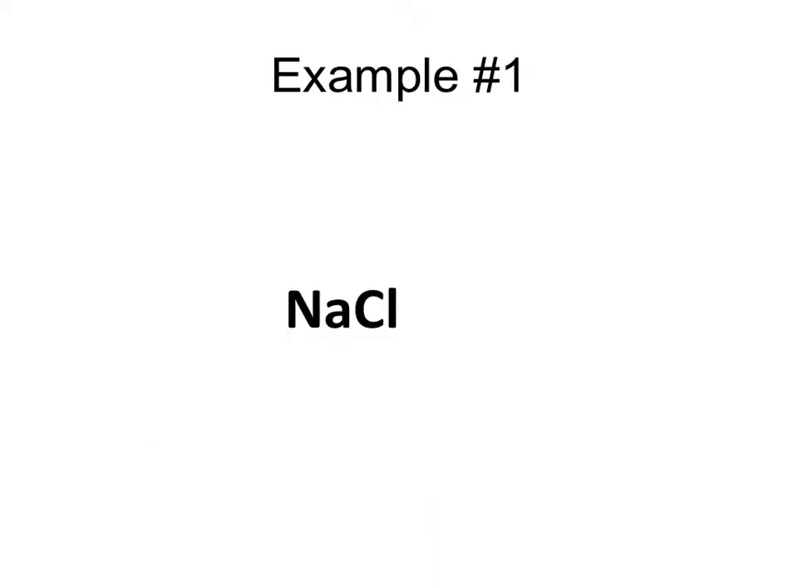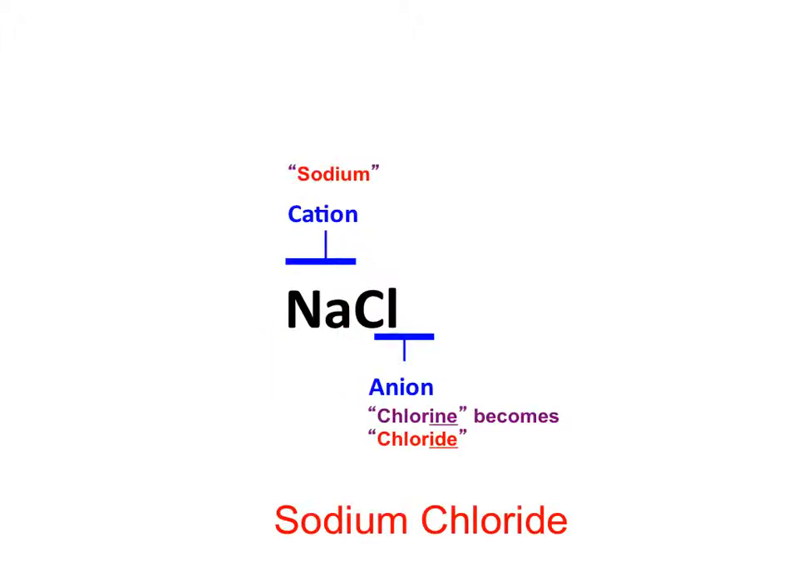So with our first example, you can see that it is a binary ionic compound. It is made of two elements, a metal and a nonmetal. So we will simply name the metal, which is sodium, and name the nonmetal, which is chlorine. We will drop the ending and we will add "ide." Thus we get sodium chloride.